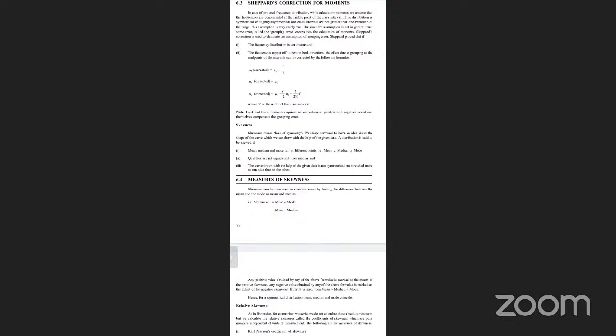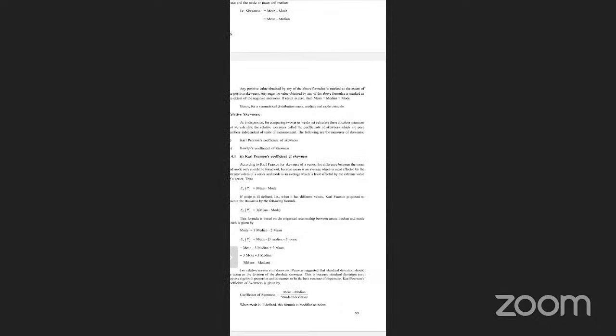So how to calculate the measures of skewness? Skewness can be measured in absolute terms by finding the difference between the mean and mode or mean and median. Number 1, skewness is equal to mean minus mode or mean minus median. Any positive value obtained by any one of the above formulas is marked as the extent of the positive skewness. Any negative value obtained is marked as the extent of the negative skewness. If the result is 0, then mean is equal to median is equal to mode. That means the distribution is symmetrical.